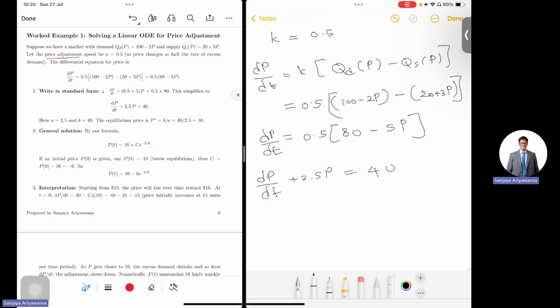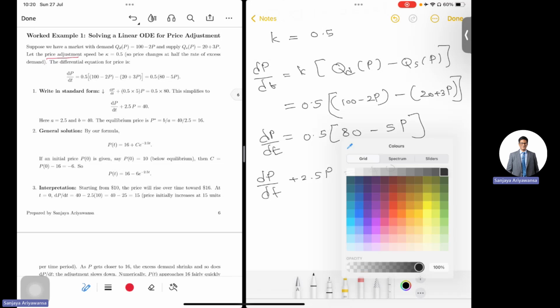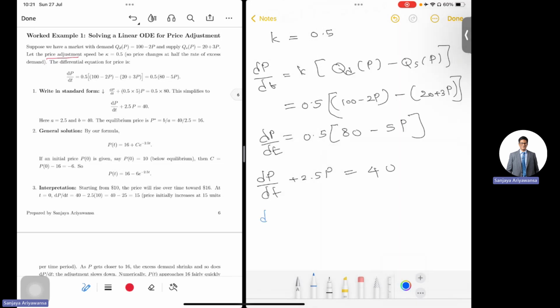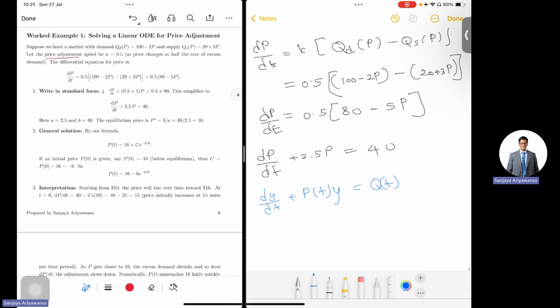Now this is in the standard form. What is the standard form that we were talking about? This is the first step. In the standard form we had dy by dt plus p of t times y equals q of t. So in our case, it's in the standard form because p of t is a constant 2.5. Q of t is also a constant, which is 40, and our variable of interest y is actually price.